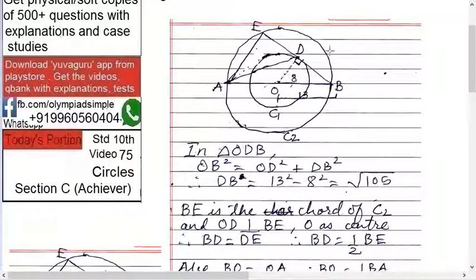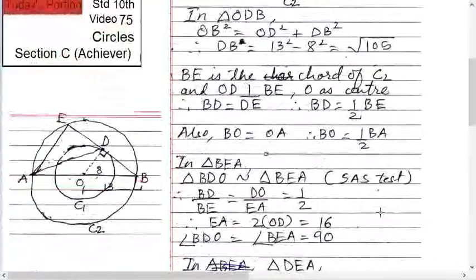But for the bigger circle, BE is a chord and OD is a perpendicular now. Just now we have got it. So a perpendicular from the center to a chord always bisects that chord. So that's why BD equals DE. Therefore you get BD equals half BE. Right. So next is what?